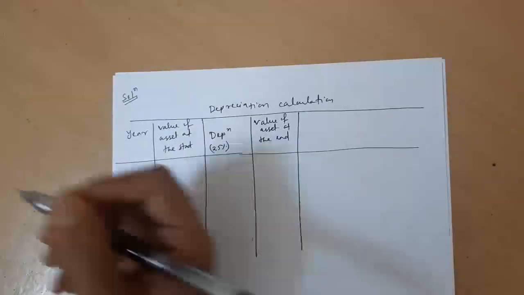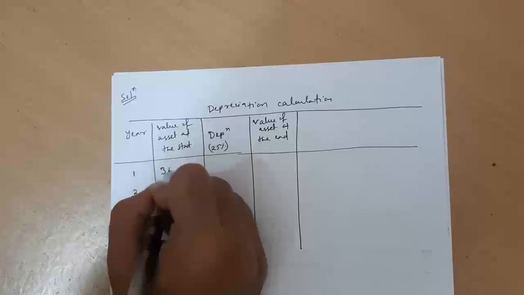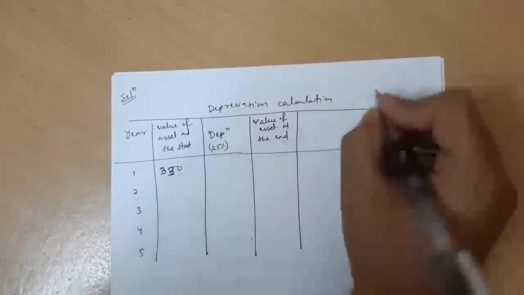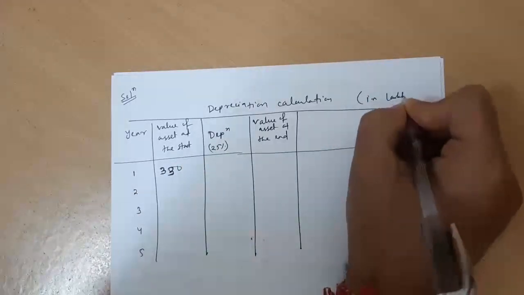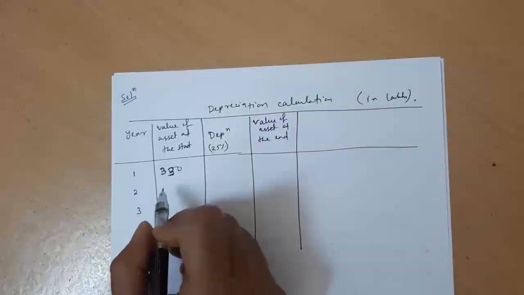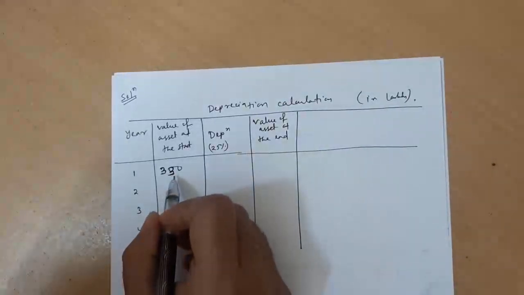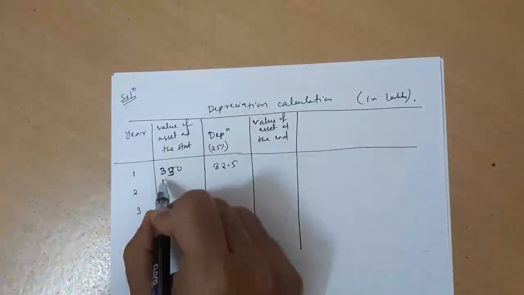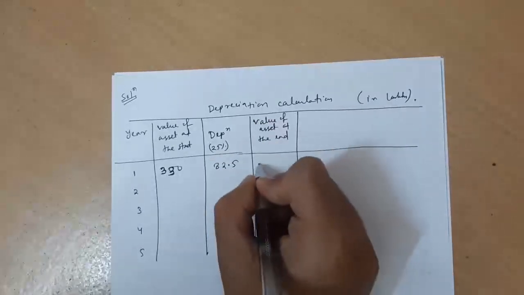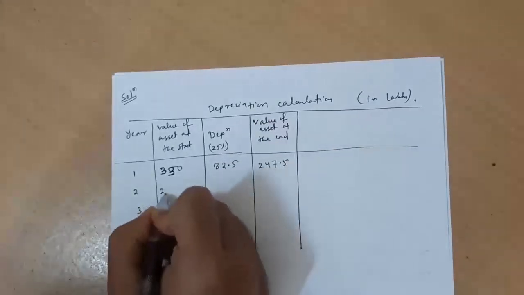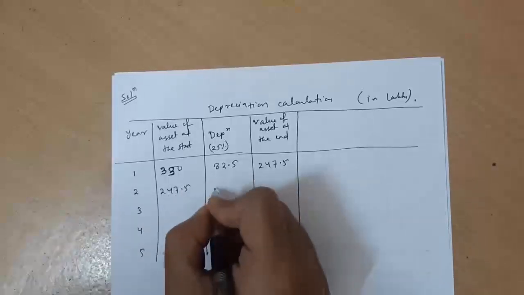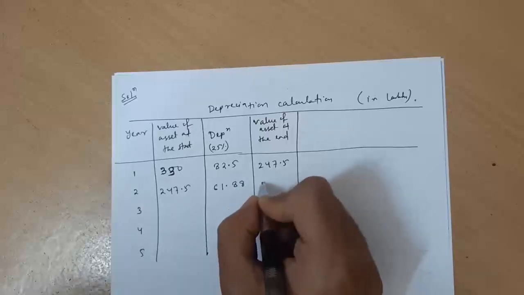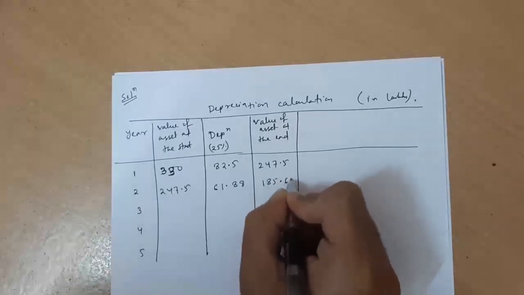Okay, so let us find it quickly. Starting the value is 330 lakhs. Let all the figures be in lakhs. So starting value is 330 lakhs. 25% depreciation will be 82.5. 25% of 330. So closing value will be 247.5. That will be the opening for the next year. Depreciation will be 61.88, 25%. Then remaining will be 185.62.